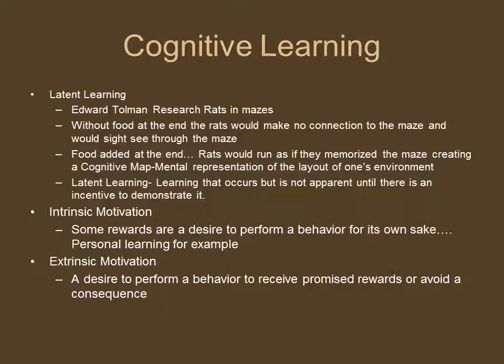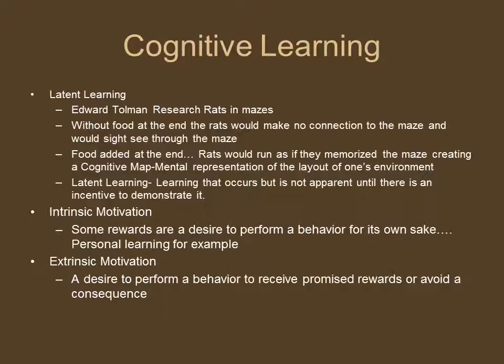Hence, creating a mental representation of the layout of one's environment. This is known as latent learning: learning that occurs but is not apparent until there is an incentive that demonstrates it. There's a connection to memory because you're remembering that you're getting a reward.